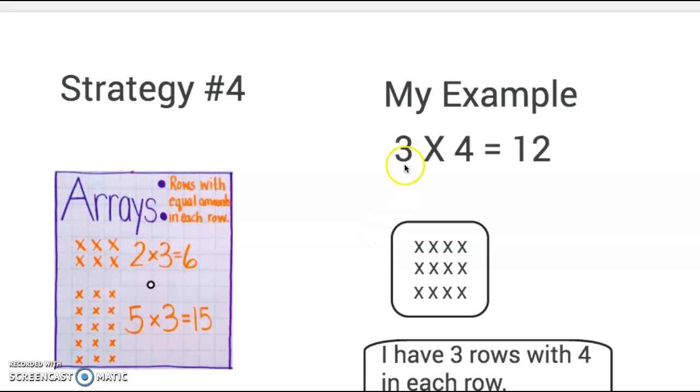So here's my example, 3 times 4. I have 3 rows of 4 in each row. And if I were to count them, 1, 2, 3, 4, 5, 6, 7, 8, 9, 10, 11, 12, we would have 12 total. So I have 3 rows with 4 in each row.